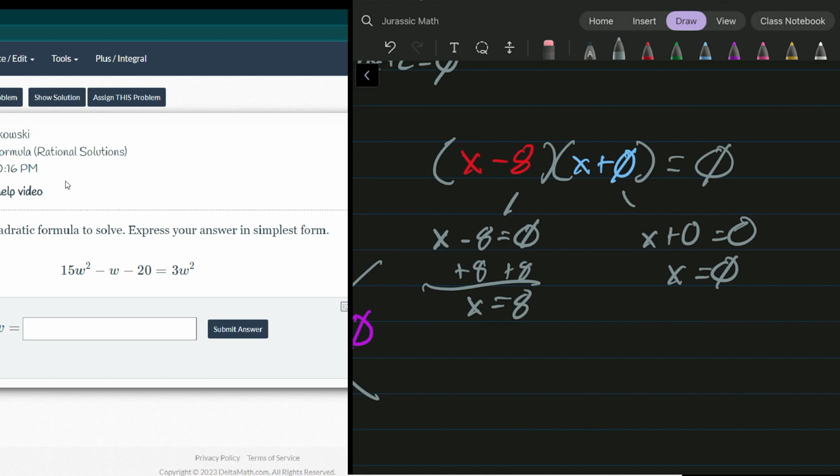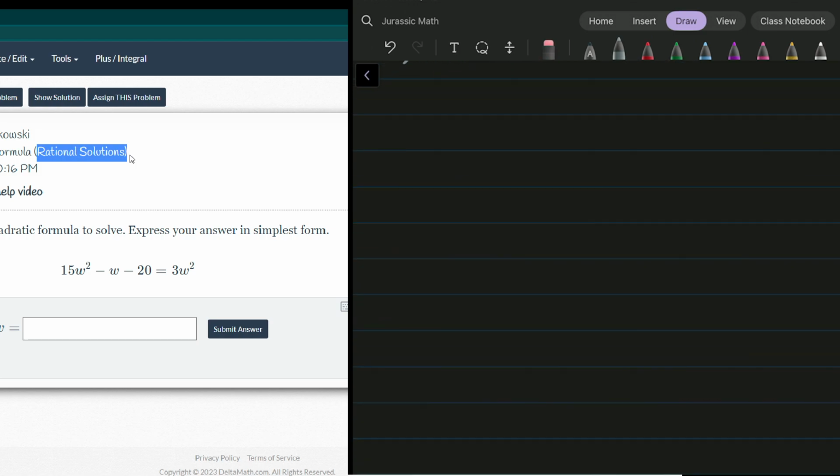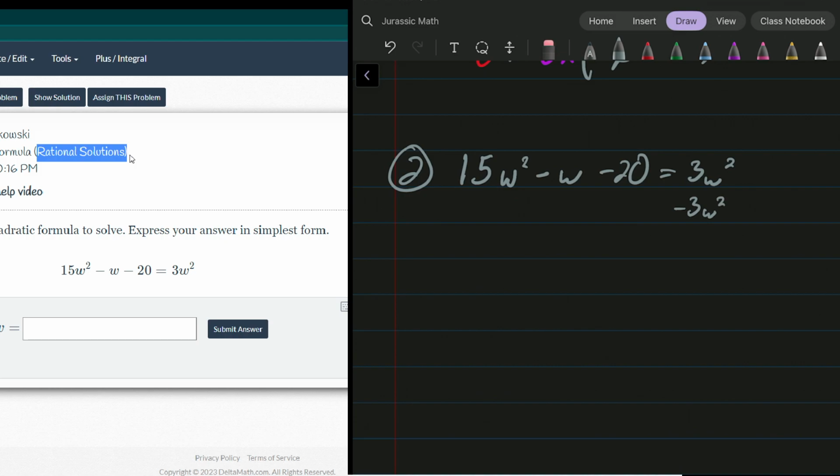Next one. This says quadratic with rational solutions. So that means you are not using any decimals whatsoever. Still, let's see here. Number 2. 15w squared, which is the same thing as x, minus w minus 20 equals 3w squared. Remember, we need this to equal 0, so minus 3w squared. And we get 12w squared minus 1w minus 20 equals 0.